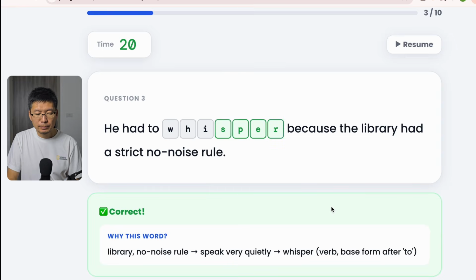So let's check. Okay, so why? Because it's about a library and a no noise rule. So people need to speak very quietly. So from the first 3 letters, we know it's whisper. It's a verb because it's after to, right? Had to do something. So whisper is correct. Okay, so next one.